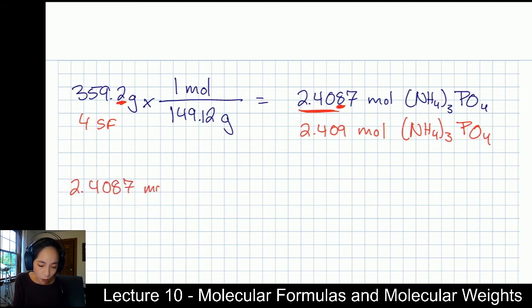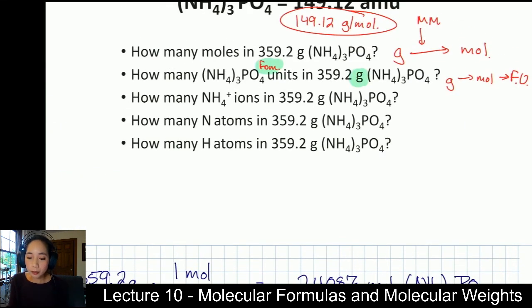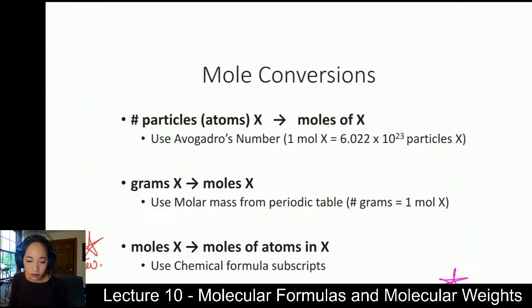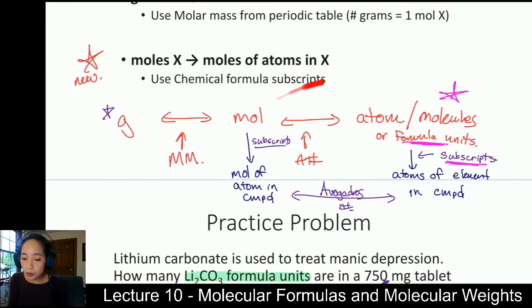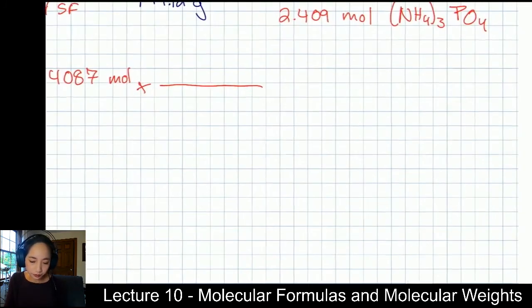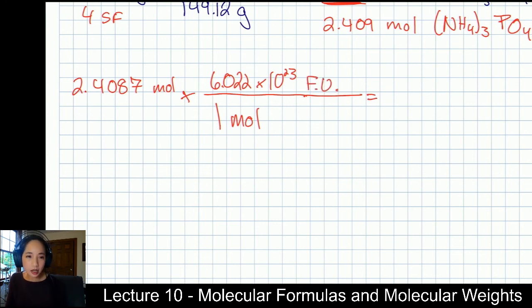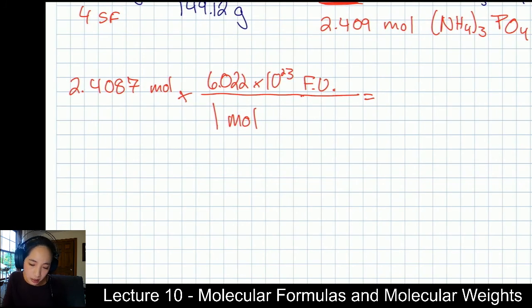2.4087 moles of the stuff times, and in order to get from moles to formula units or molecules, we go all the way back to our roadmap. We need to use Avogadro's number. So we're using Avogadro's number here: 1 mole is 6.022 times 10 to the 23 formula units of the substance. If you put that into your calculator, you get 1.4505 times 10 to the 24.